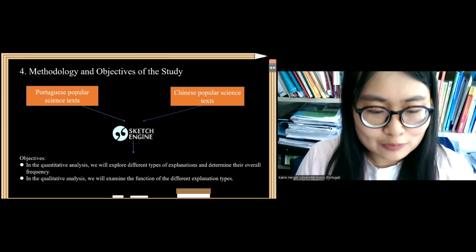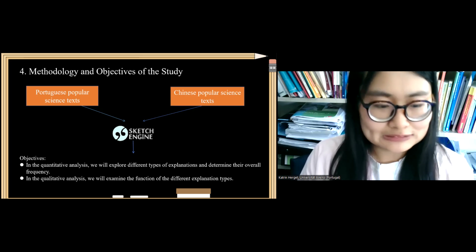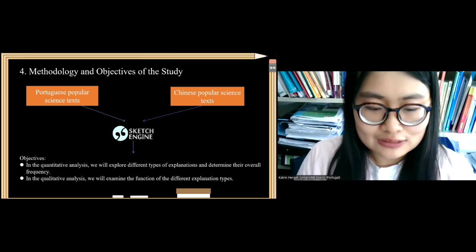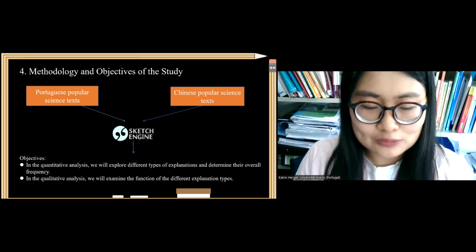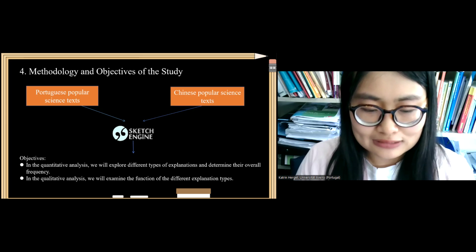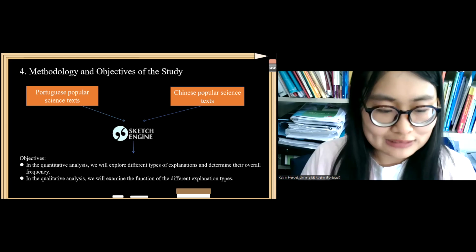By comparing these corpora, we explore how different languages and cultures present the same scientific information. This comparison allows us to identify linguistic strategies unique to each language and analyze how public health information is adapted to various linguistic and cultural contexts.